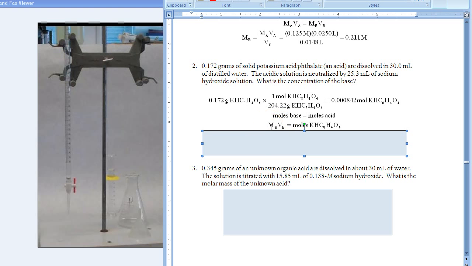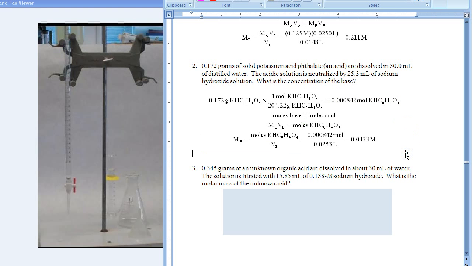So because the base was a solution, MbVb is appropriate to express its moles. But the acid, again, we already know that number. We don't need to convert that to a concentration, in other words. We already have it. And so we would once again solve for molarity of the base by taking moles of the acid divided by the volume of the base. And we came up with a much smaller molarity here, 0.0333.